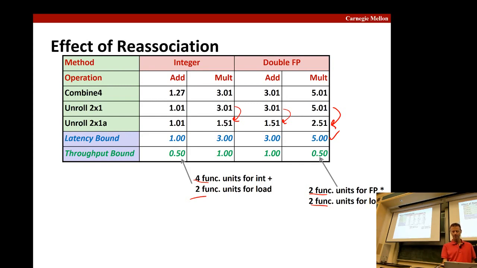Now, the goal would be this green stuff here, because that would say, let's see how many functional units I have, and if I can keep them all cranked up full steam, then I could achieve this bound here. So we're still pretty far from that. We're a factor of 5 here, 1.5 and 2 here.